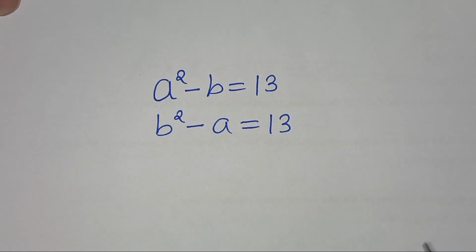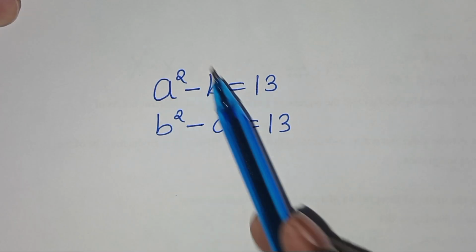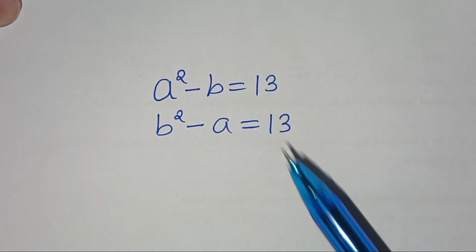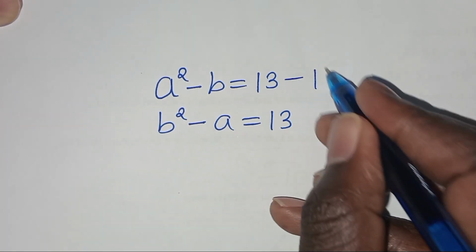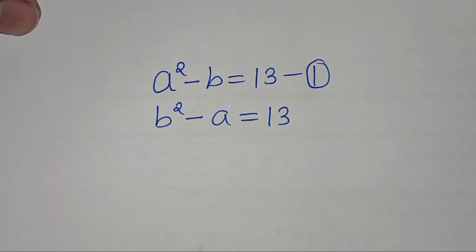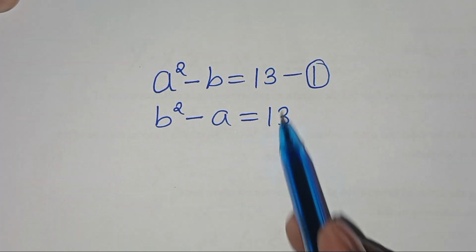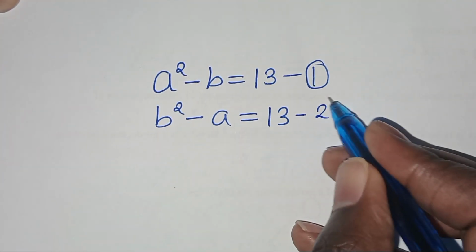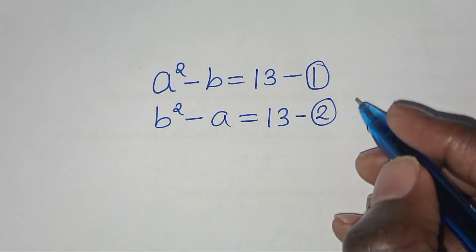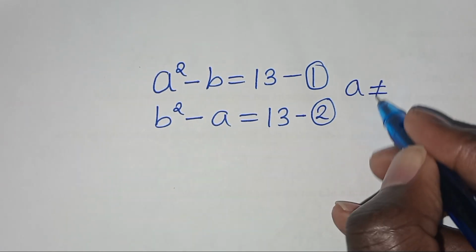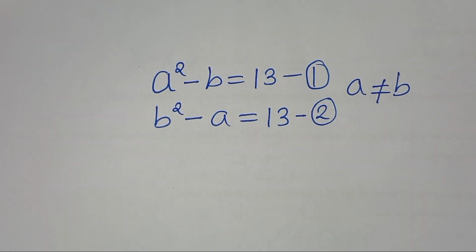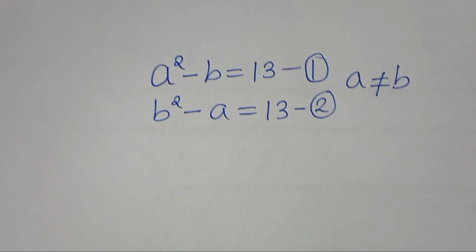Hello everyone, you're welcome to solve this nice algebra problem, which is a squared minus b equal to 13. Let's call this equation 1. We have b squared minus a equal to 13. Let's call this equation 2. And given that a is not equal to b.